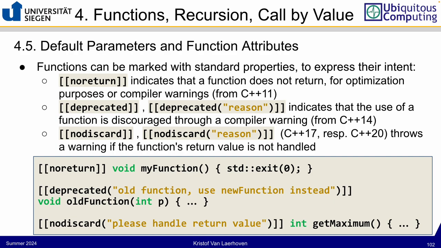When users use that particular function, the string you added is shown as a warning from the compiler. So if somebody uses this old function, they will get a warning from the compiler with your message. Yes? Does it need to be immediately in front of the type of the function, or can it be in the line above? Yeah, it can be in the line before that, yes.